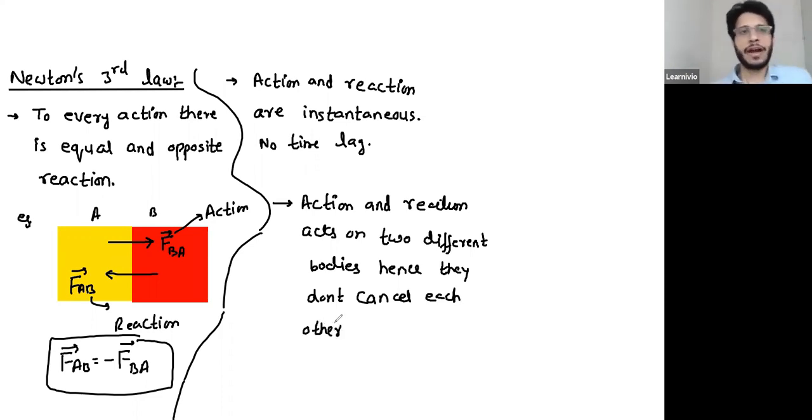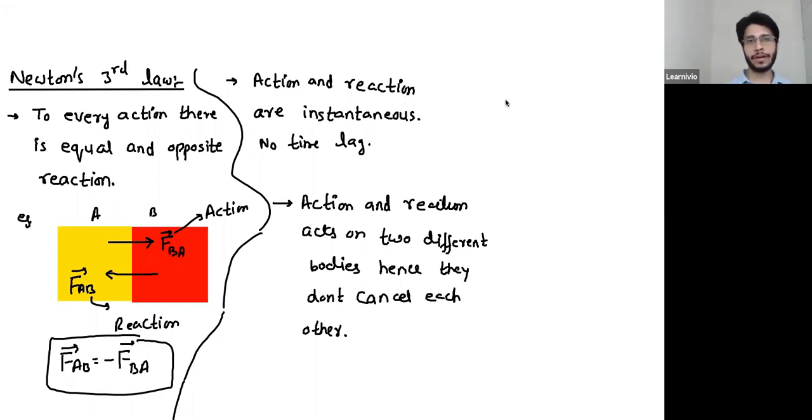So this action and reaction act on two different bodies, so they just don't cancel each other. So this is one marker question. Why action and reaction do not cancel each other if they are equal and opposite? They don't cancel each other because they're acting on two different bodies. They're not acting on the same body.